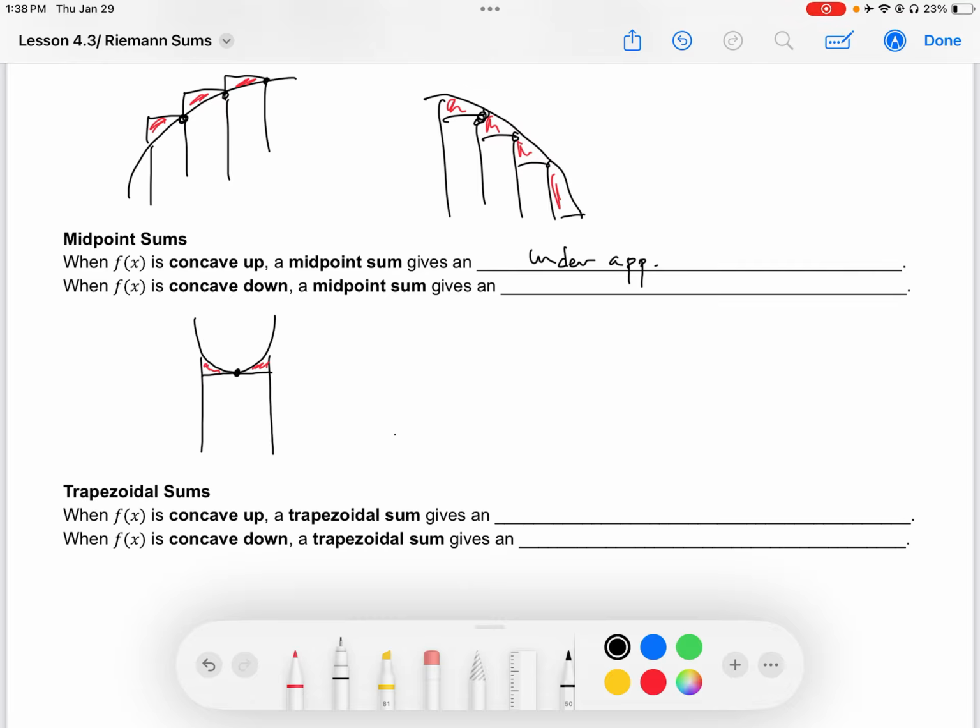Similarly, if I have a function that's concave down, and let's say I choose this value and this value, here's my midpoint value right here. So if I draw that, you can see that I'm maybe missing a little bit of area there, but I've got way too much area over here. So way more area is being added than missed. So that means that if the function is concave down, a midpoint sum gives me an over approximation.